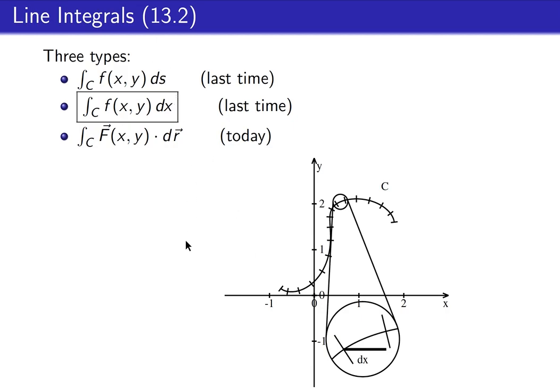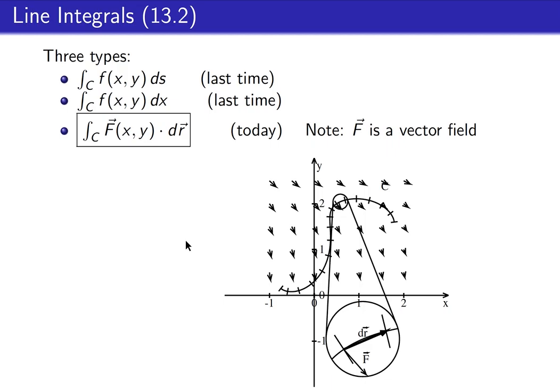We talked about what they mean and showed this picture and how to compute it and all of that. So today we're going to talk about the third type of line integral, this one, the integral of f dot dr. This one is maybe the most complicated for me to explain, but it's actually not any harder than doing these other integrals.